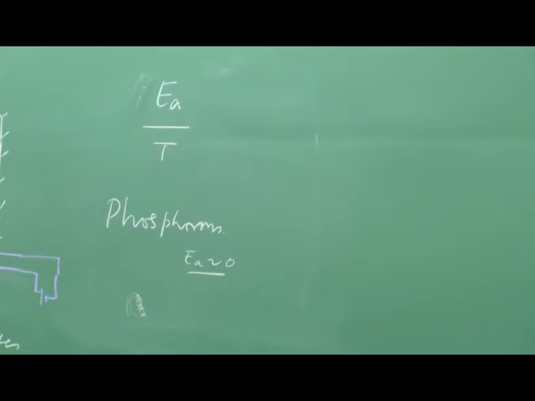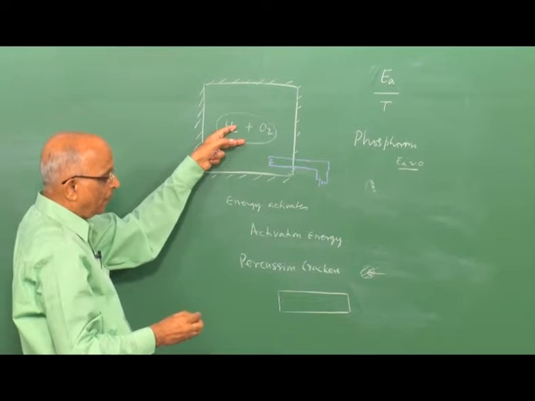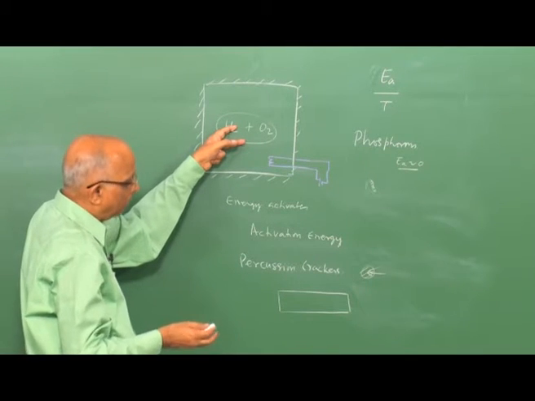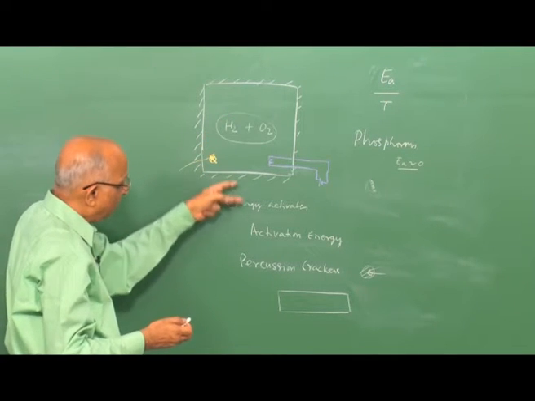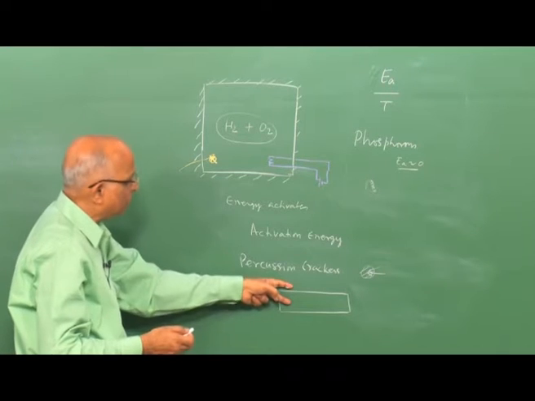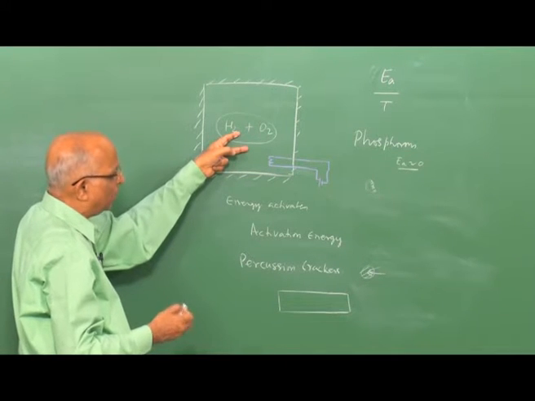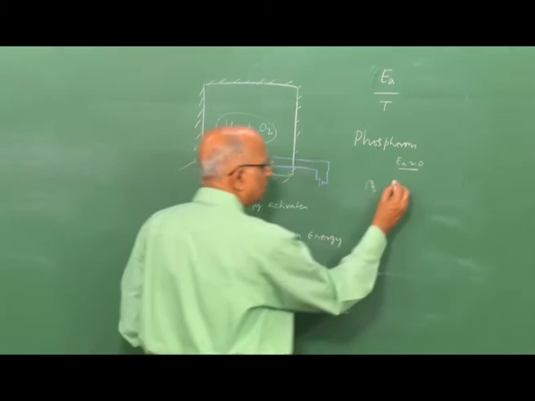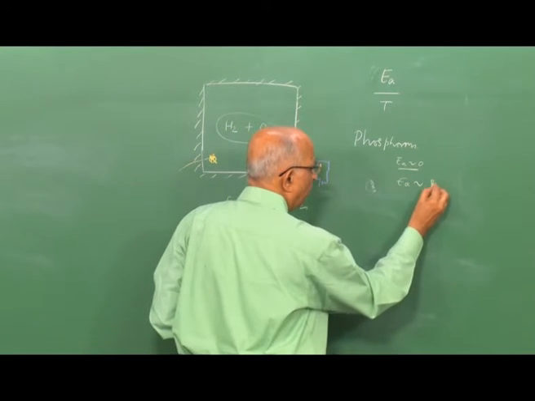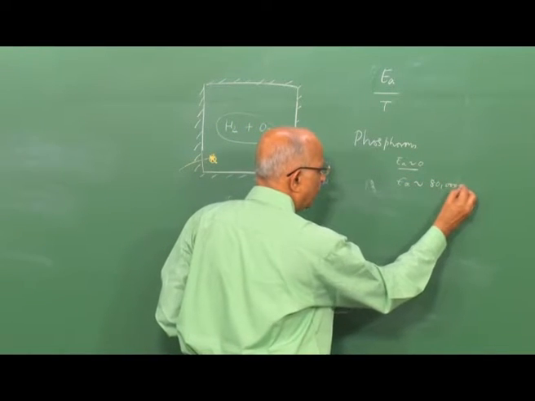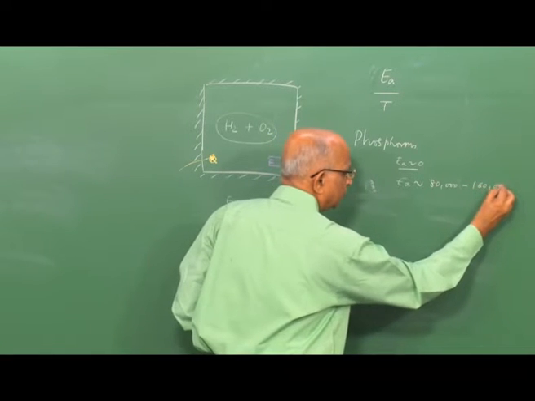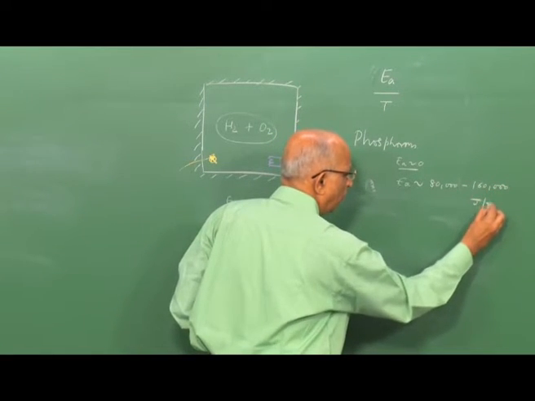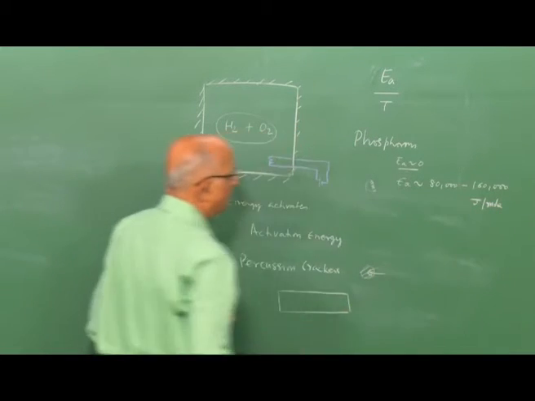But most of the explosives we consider in the actual sense, like hydrogen, oxygen, and different types of substances, most of the explosives we deal with have quite high activation energies, typically of the order of 80,000 to something like 160,000 joules per mole. I will come back to the unit again.